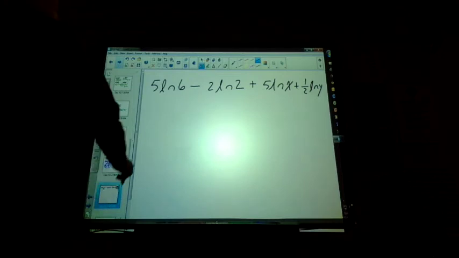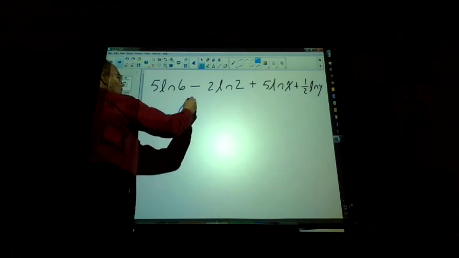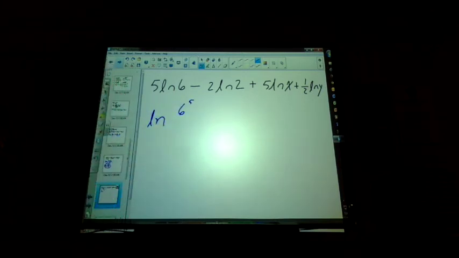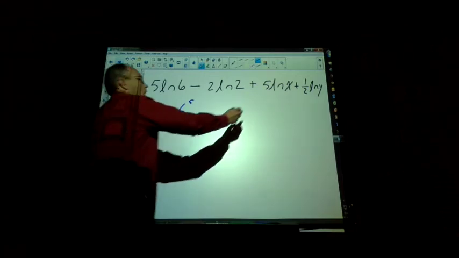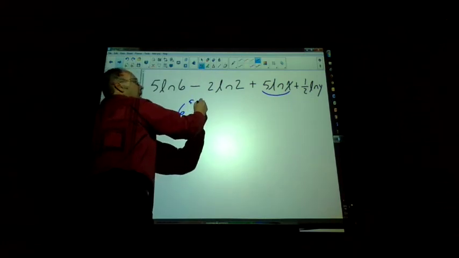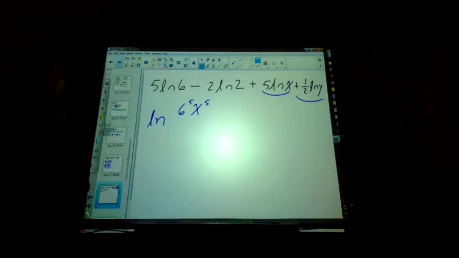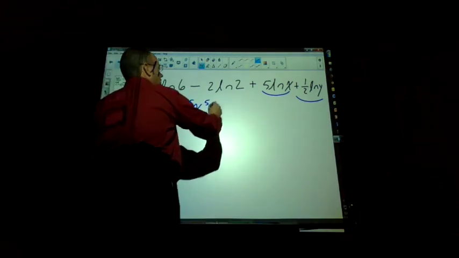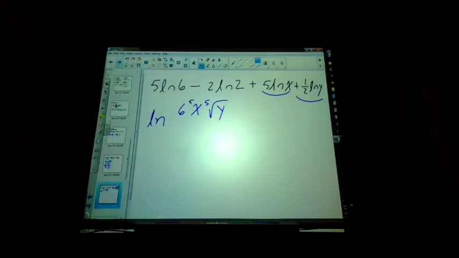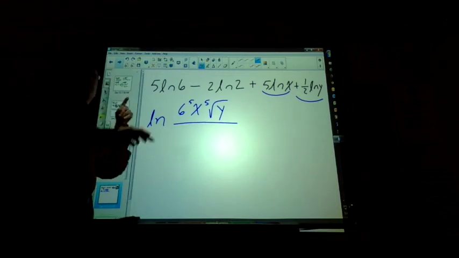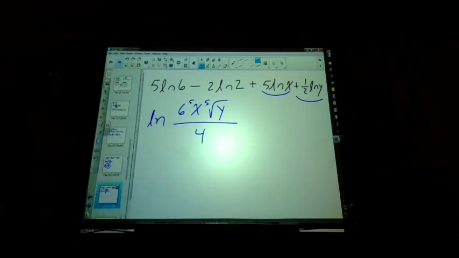All right, so let's go through this one. I know I'm going to get ln 6 to the 5th. You guys okay with that? Over. What else is on top? 5 ln x. Okay, so this is also on top. So that's going to be x to the what? 5th. This is also on top. What is that? ln y, or square root of y. There you go, square root of y. Why is it square root of y? Because it's y to the 1/2. The 1/2 power is the same thing as square root of y. Cool. All right, what's it all over? 4. ln 4. Done. I got it.